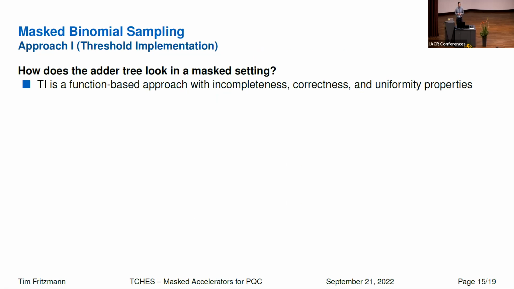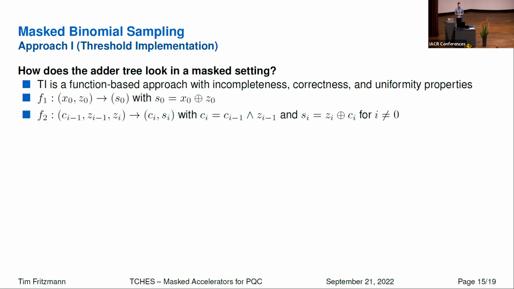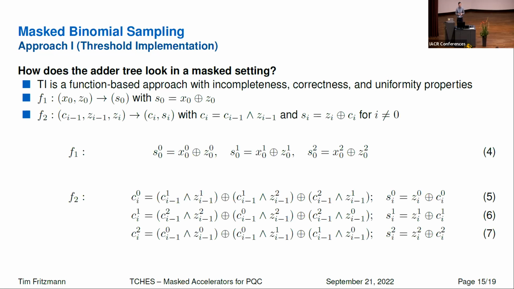One approach is to use the threshold implementation principles, which is a function-based approach based mainly on the incompleteness property. And then we divide our half adder into two separate functions for the sum and for the carry computation. If we then apply the threshold implementation principles, we obtain the equations 4 to 7.